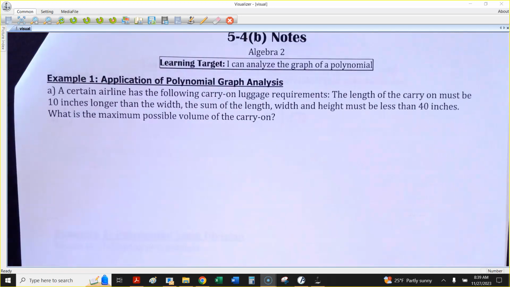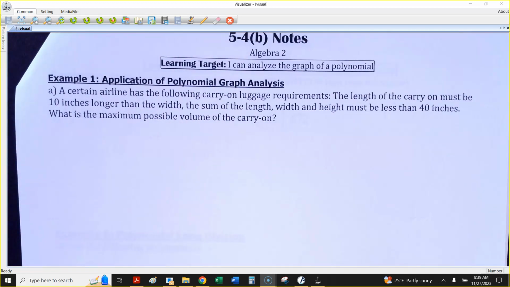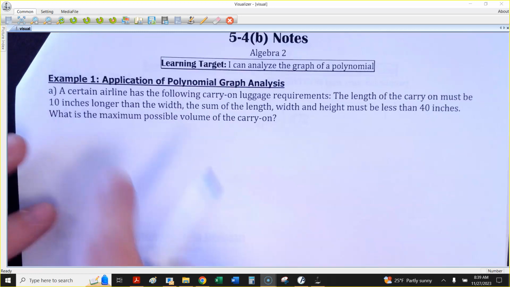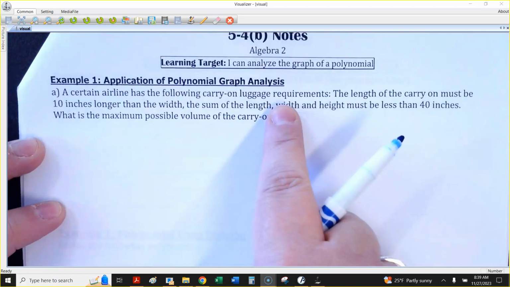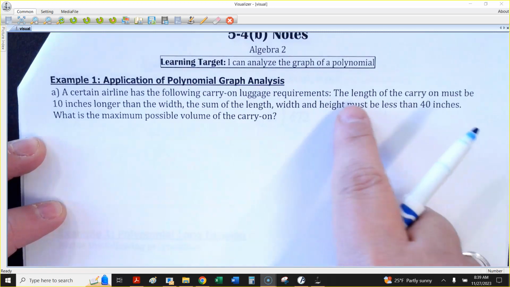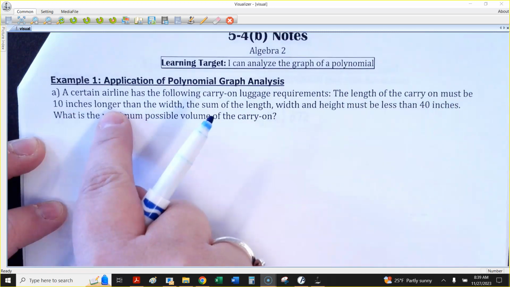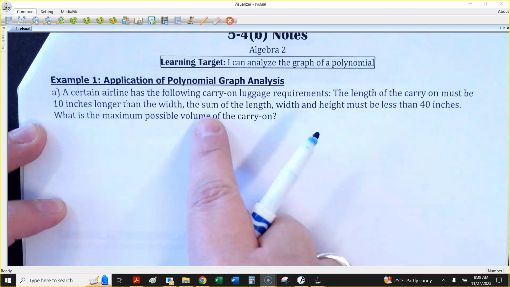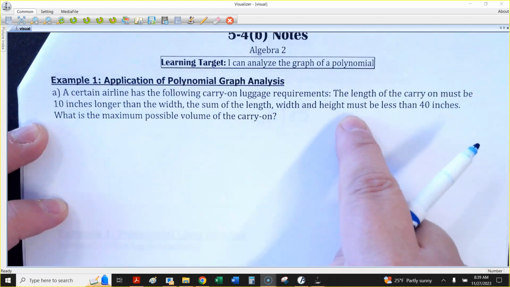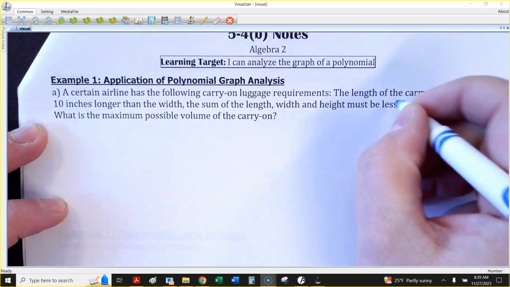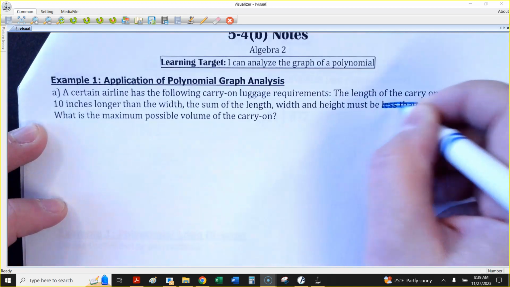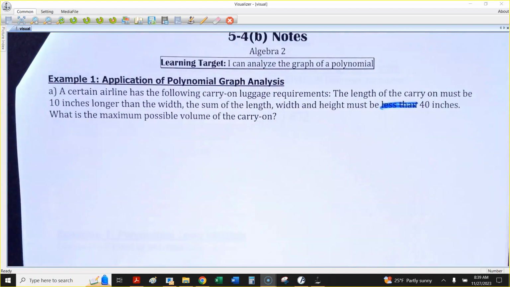This very first question is probably the worst one we're gonna do for the whole day. So this says an airline has the following carry-on luggage requirements. And it says the length of the carry-on must be 10 inches longer than the width. The sum of the length, width, and height must be, pretend that, just cross out that less than for me. Let's just say it equals 40. Because I don't want to deal with an inequality, that was not the intention of the question. And it says, what's the maximum possible volume?